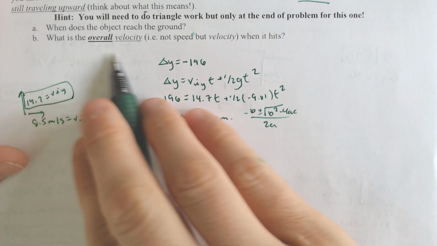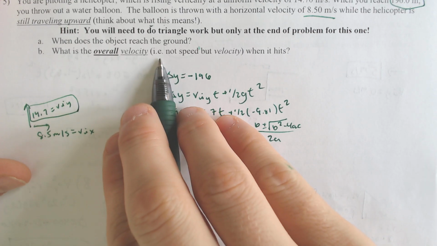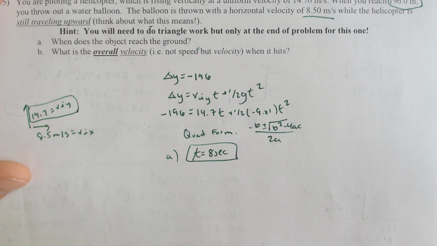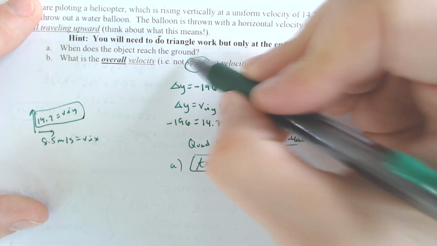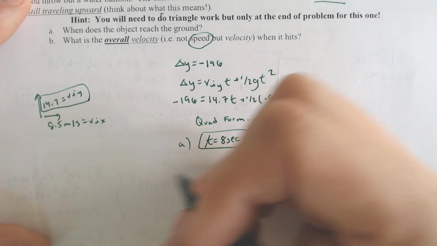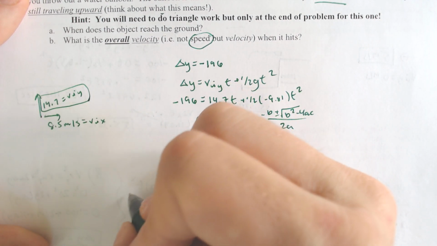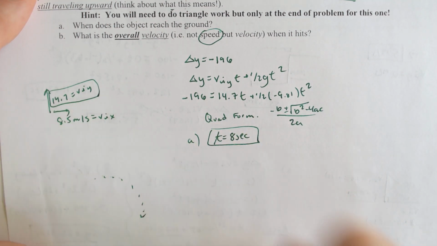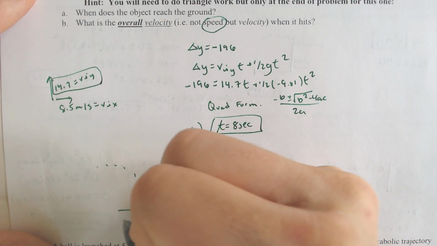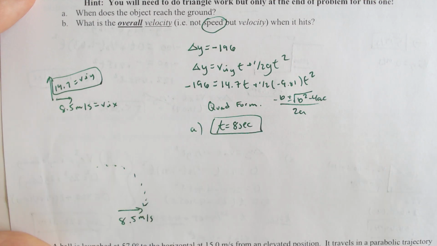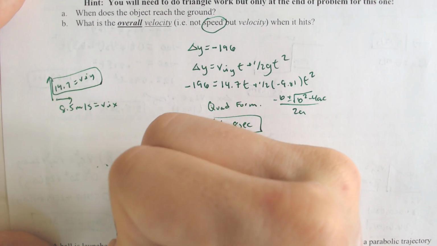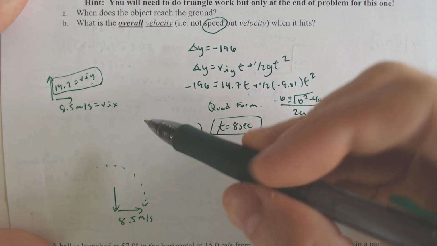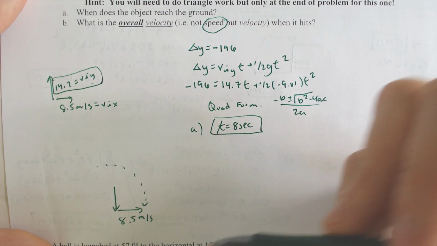Done. What is the overall velocity? Not speed, but velocity when it hits. Okay, so if it's velocity, I'm going to recommend just doing speed. So in this case, we have it thrown horizontally. When it lands, it is still going to be going 8.5 meters per second to the right. But it will be going faster than 14.7, most likely, when it lands, because it had to gain speed on the way down because of gravity.